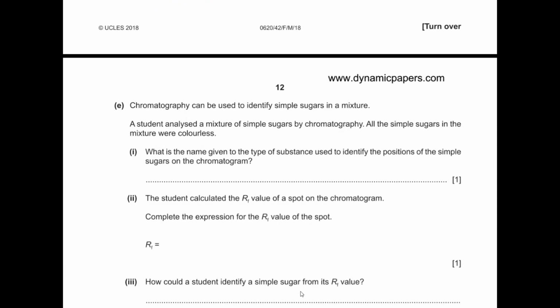Chromatography can be used to identify simple sugars in a mixture. A student analyzed the mixture of simple sugars by chromatography. All the simple sugars in the mixture were colorless. What's the name given to the type of substance used to identify the positions of the simple sugars on the chromatogram? So that's the locating agent.